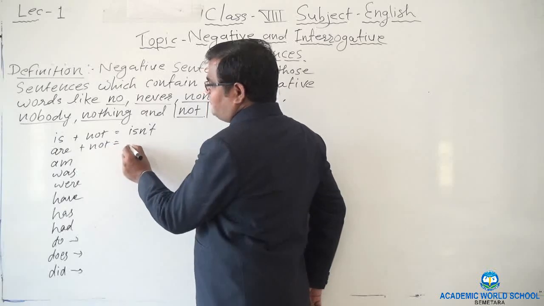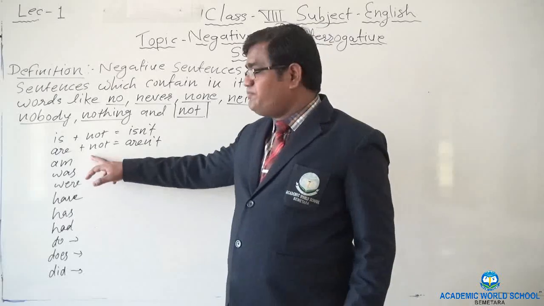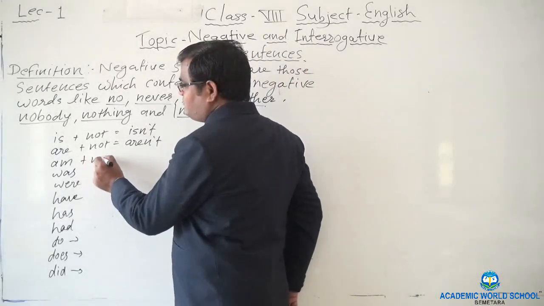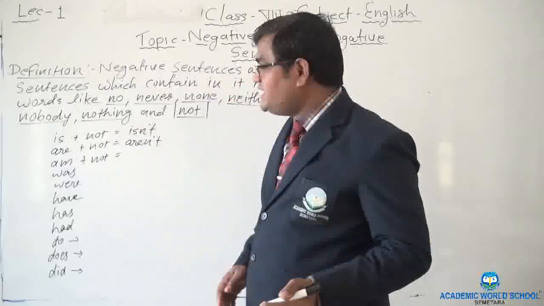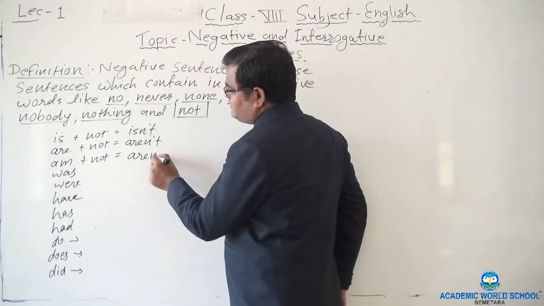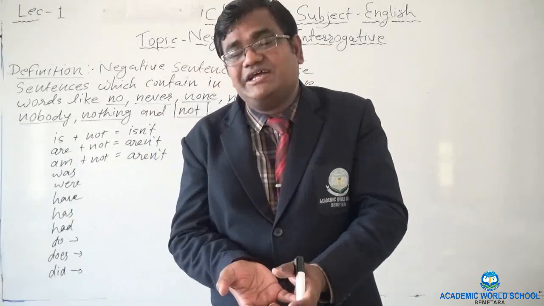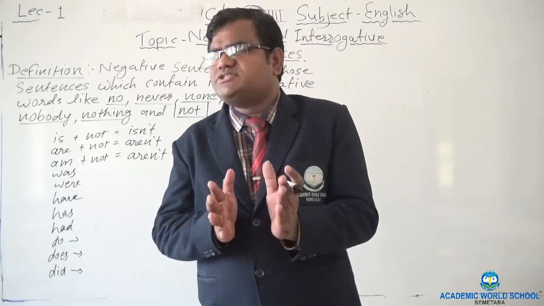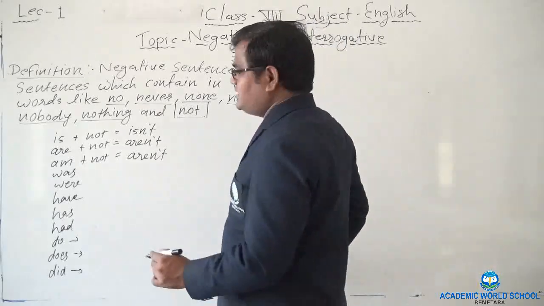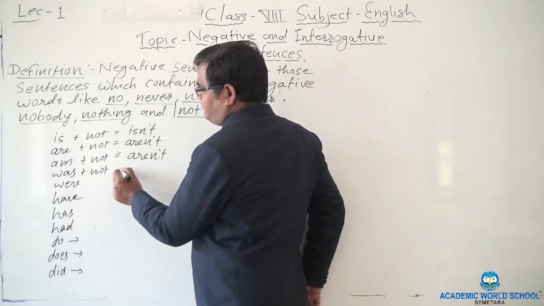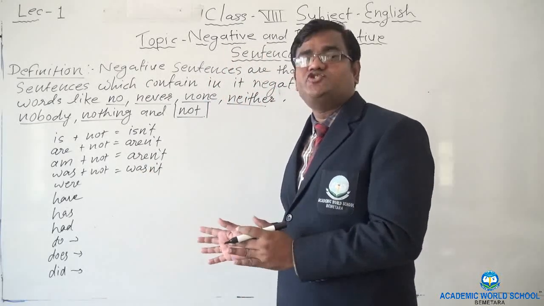Here we make it, for example, r apostrophe t. Generally, am plus not, we do not use a contraction form, and rarely it is used, but in case it has to be used, then that becomes aren't. What I said, am plus not, generally we do not use any contraction, but if you have to use it, then it becomes not amn't, it becomes aren't. Okay, then was plus not becomes wasn't, was, then n, then apostrophe t.